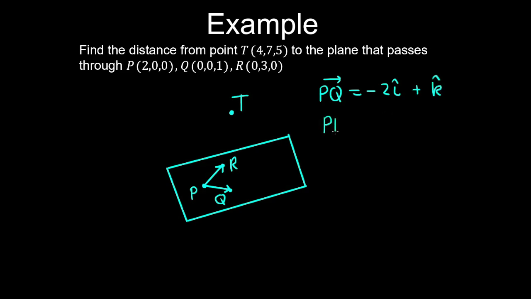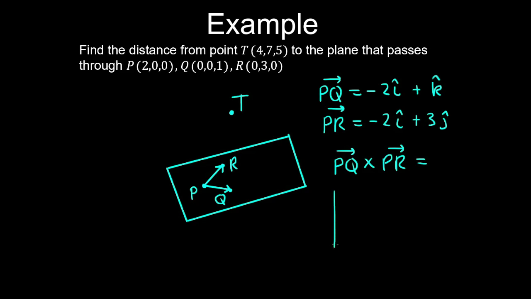And the vector from P to R is 0 minus 2, which is negative 2 in the I direction, 3 minus 0, which is 3 in the J direction, and 0 minus 0 in the K direction. And the cross product between PQ and PR can be evaluated using the determinant method. So we have the unit vectors in the first row, and the components of PQ in the second row. So that's minus 2, 0, and 1. And PR has components minus 2, 3, and 0.